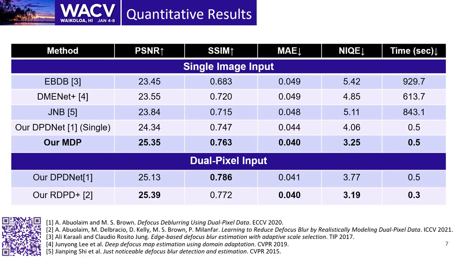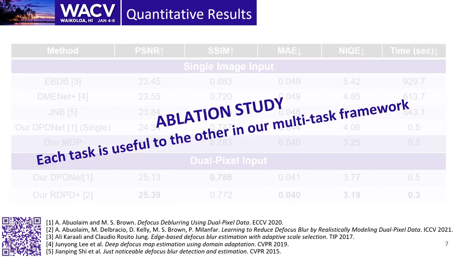For the quantitative results, we compare with other single image defocus deblurring methods, and our method achieves the best results for all metrics, including the signal processing metrics and the perceptual metric Naturalness Image Quality Evaluator (NIQE). We also achieve on-par results with other methods that require dual pixel data to be available at inference time. Furthermore, our ablation study demonstrates that each task is useful to the other in our multitask framework. In particular, predicting the DP views helps the deblurring branch to get better results and vice versa.